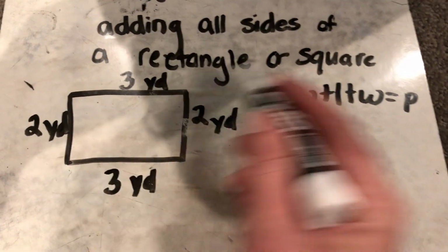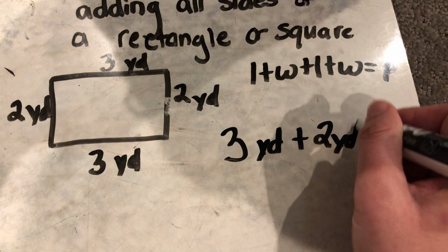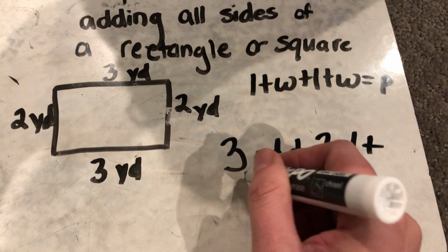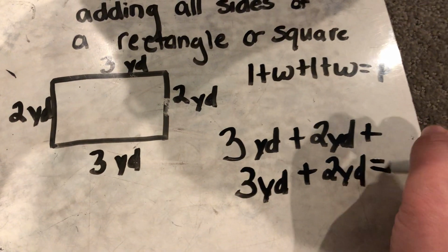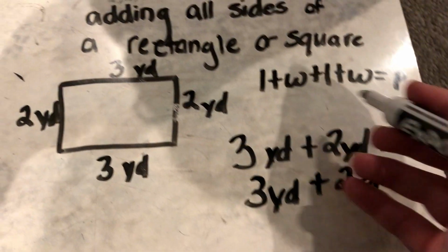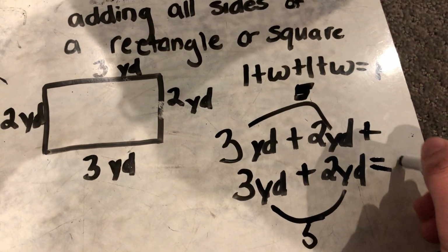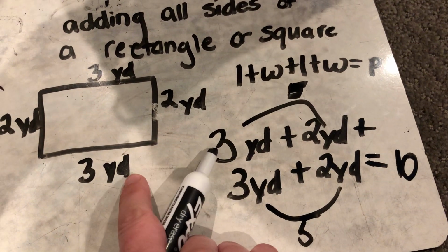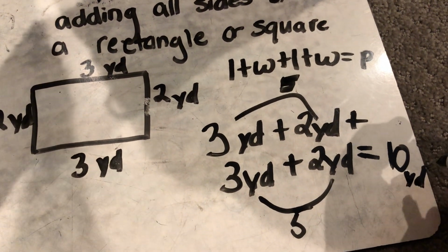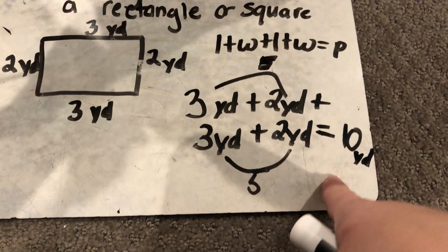So the length is usually the long side. So I'm going to say 3 yards plus 2 yards. That's the width. Plus 3 yards plus 2 yards. Okay, you're just adding all those up together. So 3 plus 2 is 5, and 5. So what's 5 plus 5? Well, that's 10. I guess I'm done. No, you say? Well, I'm not. What am I missing? I'm missing my measurement. So our answer, the perimeter is equal to 10 yards.